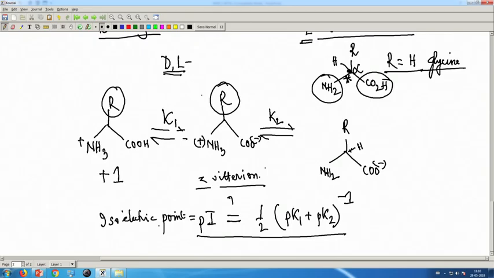If it is CH2Ph, that is called phenylalanine. So, different types are there, but they are all non-polar amino acids. That means this side chain is such that it does not like water to be surrounding it. So, they are hydrophobic in nature.